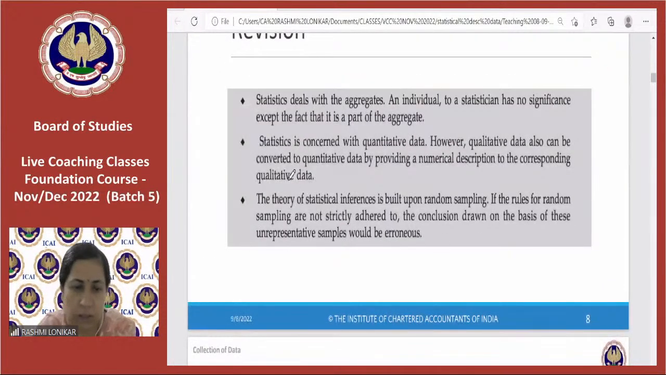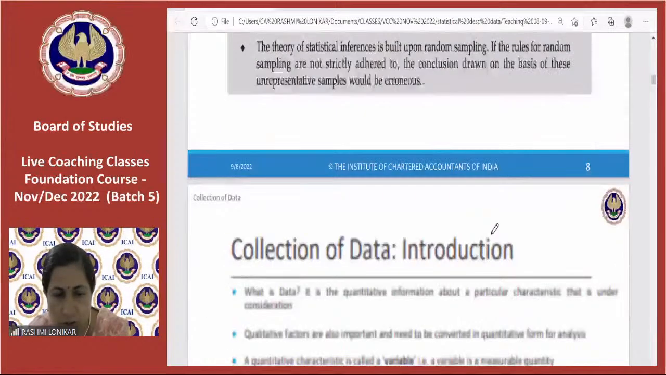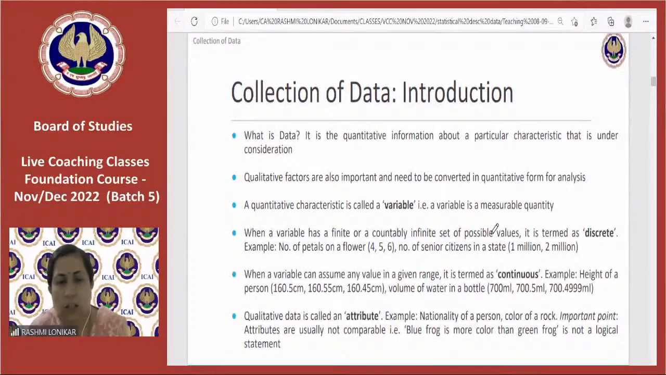So just a quick recap: statistics deals with aggregates. Statistics is concerned with quantitative data, and the theory of statistical inference is built upon random sampling. So if the rules of random sampling are not strictly followed, then the conclusions drawn may be biased. So this is about what statistics was, and now let us go to collection of data.